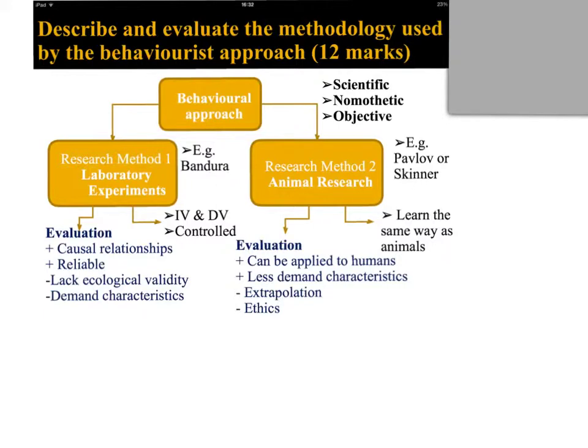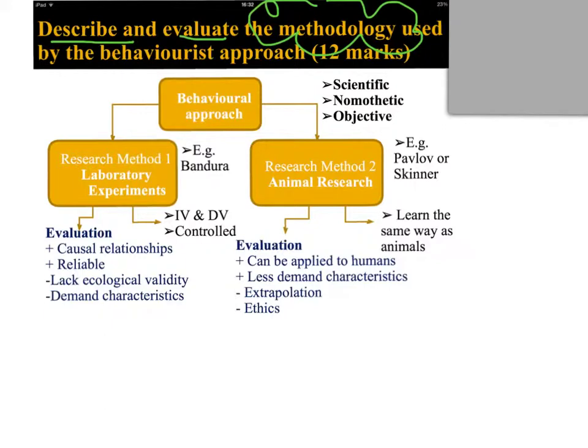Firstly, let's break down the question. It's asking you to describe and evaluate, so we've got to do two things. There are two elements and there needs to be a relatively even balance on that. And it's looking at the methodology that the behaviourists use. Now the exam board are suggesting that in this answer you need to be presenting two or more methodologies. My advice is just to do two rather than three.